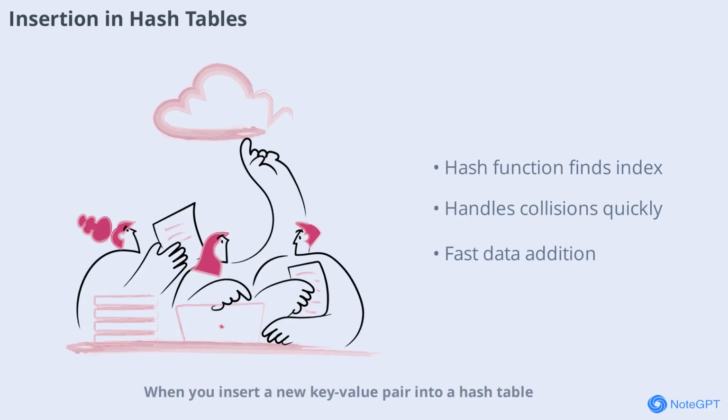You insert a new key-value pair into a hash table. The hash function calculates the index for the key. If the slot is empty, the pair is stored there. If there's a collision, the hash table uses its collision resolution method to find the right spot. This process is fast and efficient, allowing you to add new data without slowing down the system. Insertion is one of the key strengths of hash tables, making them a popular choice for dynamic data storage.